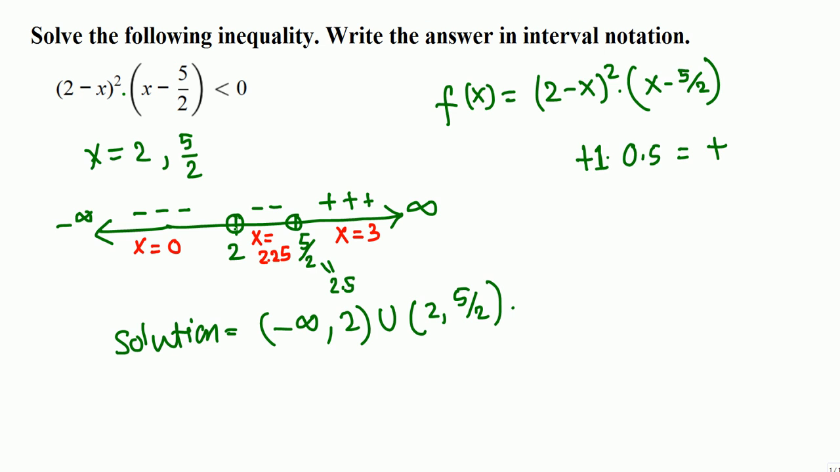If it were a dot and we got negative on both sides, then we could write negative infinity all the way to 5 halves. 2 is not a solution, because when we plug in 2, we get 0 on the left side, and 0 is not strictly less than 0. Okay, in any case, this is the final answer.